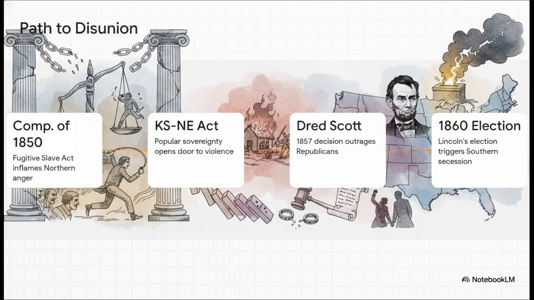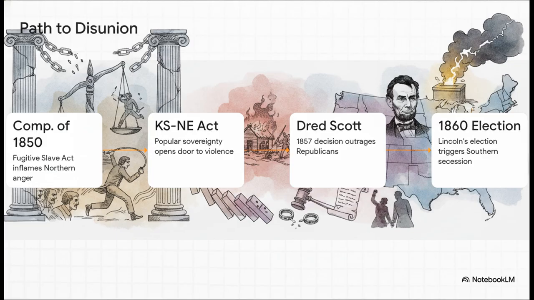And once that debate was reopened, the dominoes fell so fast. First, the Compromise of 1850 tries to settle things, but its Fugitive Slave Act, which actually made it a crime not to help capture escaped slaves, deeply, deeply inflames Northern anger. Then, the Kansas-Nebraska Act tries to use popular sovereignty, but that just opens the door to outright chaos and violence as pro-slavery and free soil forces physically clash in Kansas.